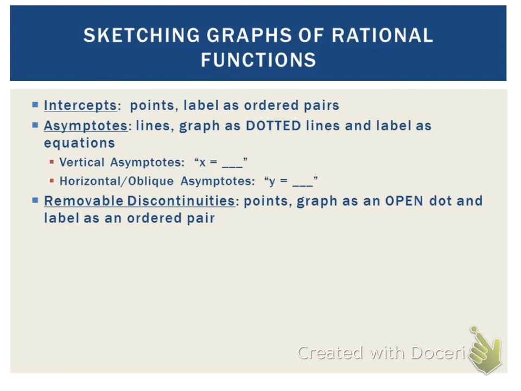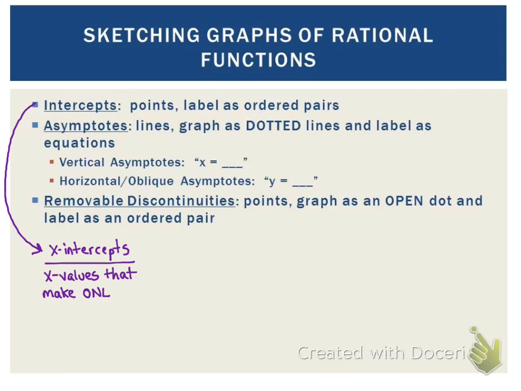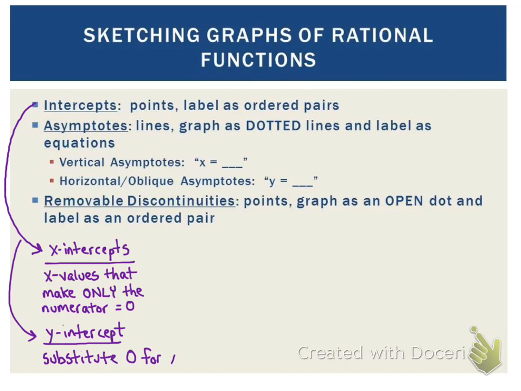In order for us to sketch a graph of a rational function, we need to find this information: the intercepts, the asymptotes, and the removable discontinuities. The intercepts are going to be points that are labeled as ordered pairs. The x-intercepts come from the x values that make only the numerator of the function equal to 0. And the y-intercepts come from the result when you substitute 0 in for x.